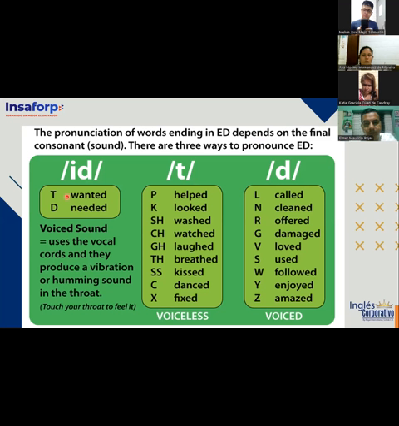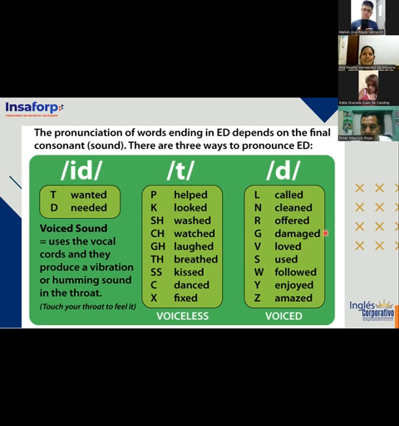So wanted, needed, helped, looked, washed, watched, laughed, breathed, kissed, danced, fixed. Now, called, cleaned, offered, damaged, loved, used, followed, enjoyed, amazed. Okay?